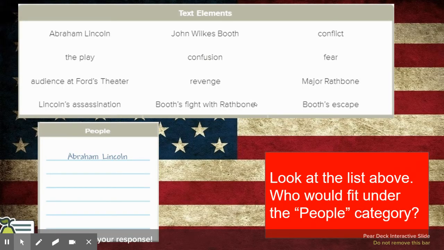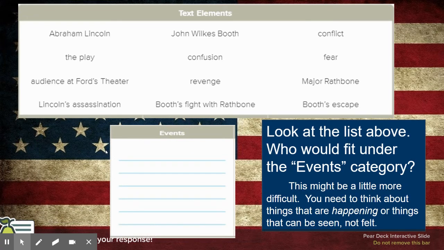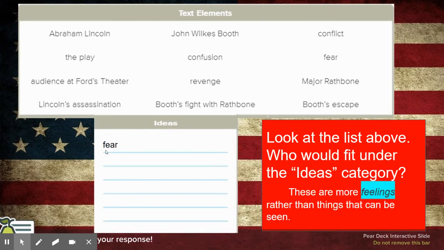I'm not going to go through all these, but you'll notice the little pear down here at the bottom. That means to stop and answer those questions. On your screen, there will be a little box for you to type in your answer. You're going to do people, you're going to do all the events, you're going to type them in, and you're going to do all the ideas that you have left up in your little word bank here.